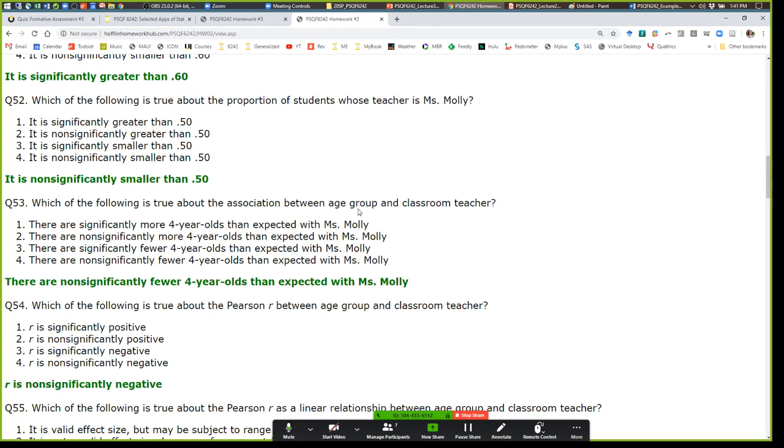Association between age group and classroom teacher. There's two ways you can think about this. The way that I'm encouraging you to think about it with these options is comparing the expected frequencies to the actual ones. And so these words are focusing you on the combination of the cell with Miss Molly and 4-year-olds. And so you would look at what was the real frequency relative to the expected and decide whether there were more 4-year-olds than expected or fewer. And then how do I know if it's significant or non-significant for this pairwise association?